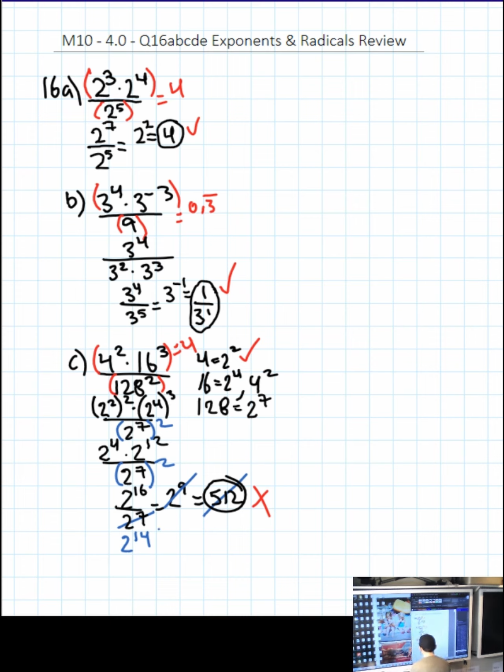Then I can subtract my exponents, so we're going to get 2 squared. 16 minus 14 is 2, which is equal to 4. Circle our answer, and we know we're correct. So, notice, I still make silly mistakes. It's going to happen all the time.